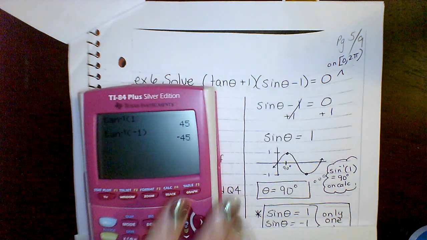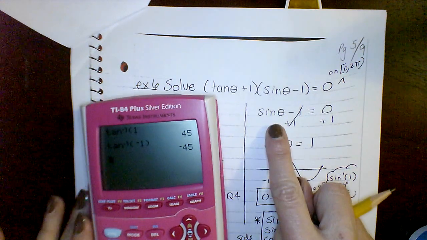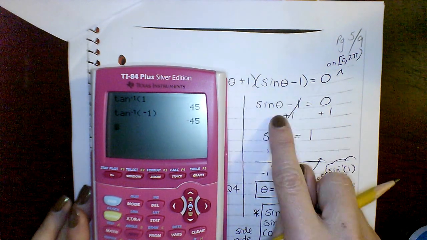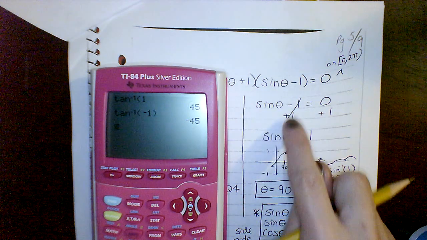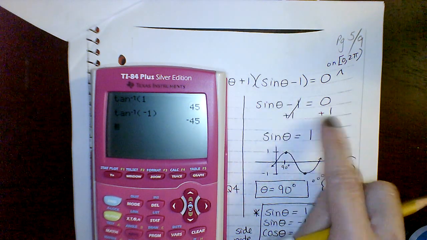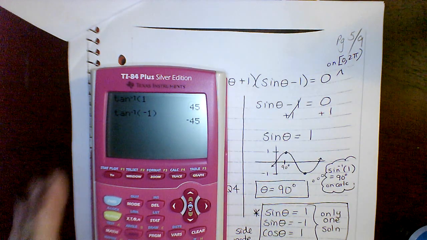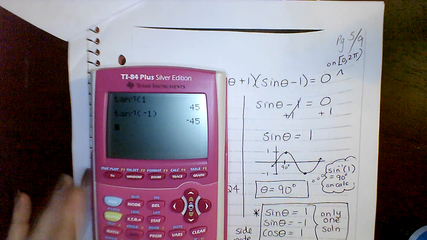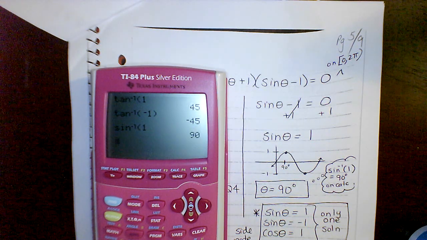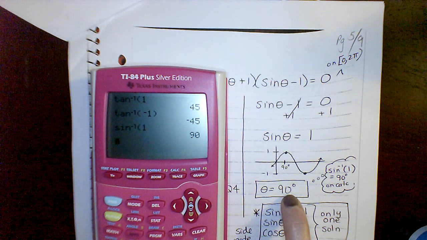Now, coming over here to the sine theta minus 1 side, I'm going to do the same thing I did with the tangent. I'm going to get rid of this minus 1, because I'm trying to get that theta by itself. So I add 1 to both sides. I get sine theta equals 1. If you take the inverse sine of 1, you're going to get 90 degrees. That is your only answer.